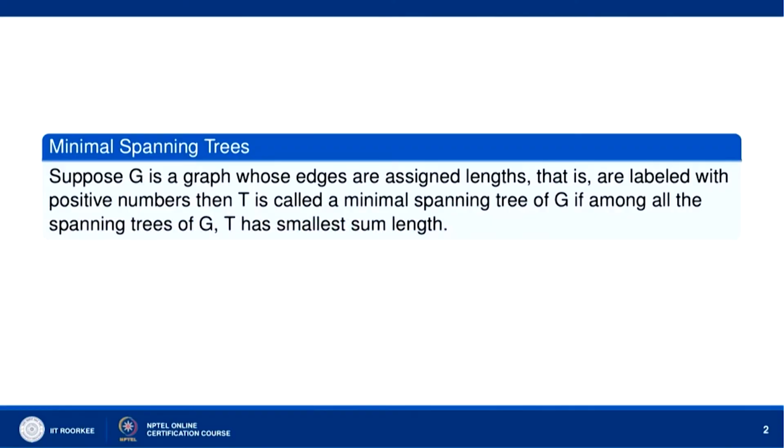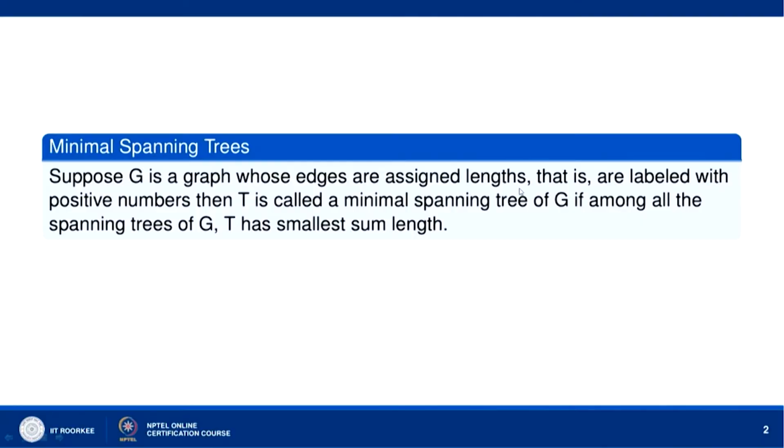A subgraph T of a graph G is called a spanning tree of G if T is a tree and T includes all the vertices of G. Now, among the spanning trees of a graph G, the one which has the shortest length is called the minimal spanning tree. So, in this lecture we shall be discussing the algorithms to find the minimal spanning tree of a given graph G.